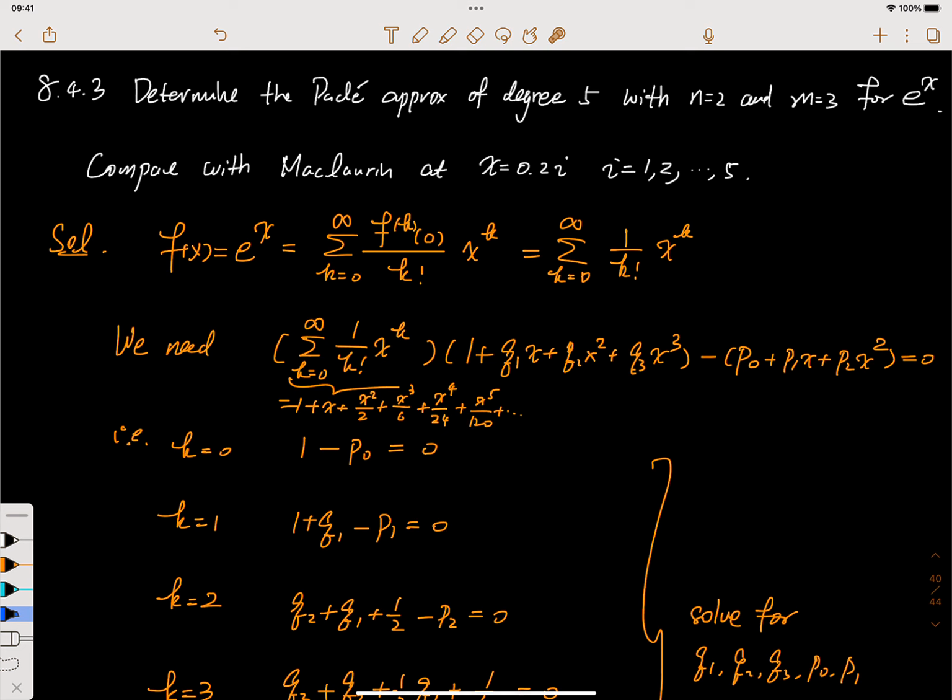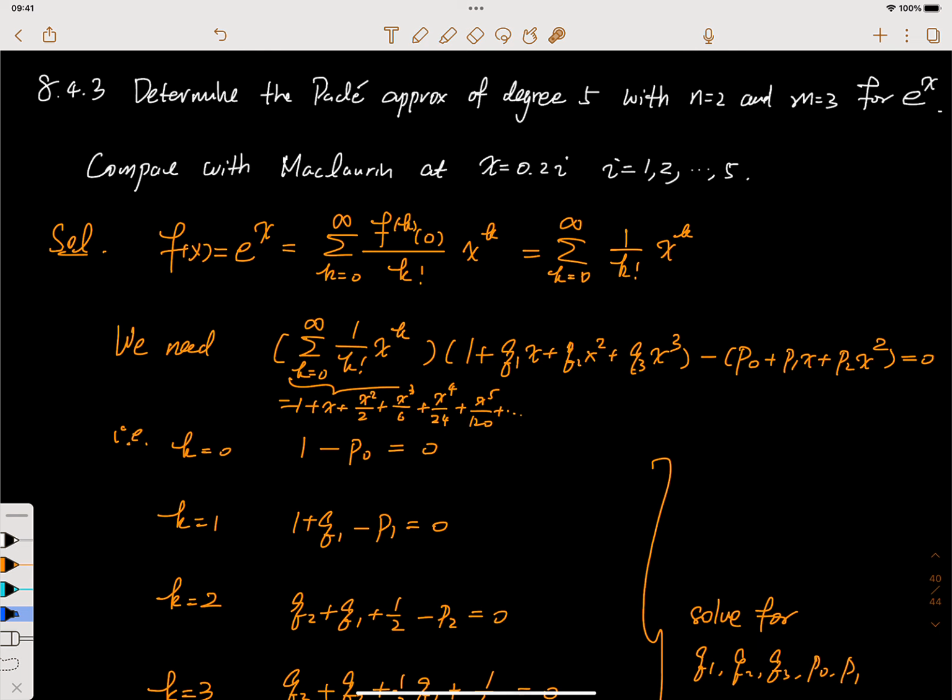Then you evaluate at x equal to 0, so that's just always equal to 1. That's why this is just always equal to 1 here. So that's the Maclaurin series for this function. On the other hand, we need to construct a rational function.